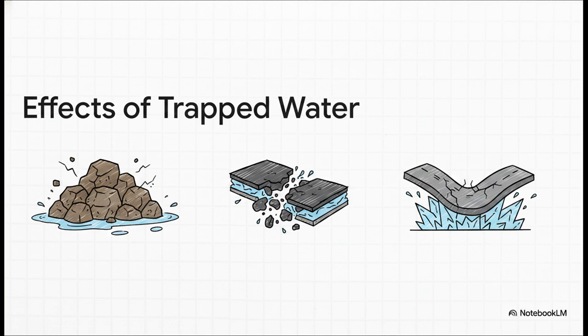It's a chain reaction. First, it structurally weakens those unbound granular foundation materials. Then it literally strips the chemical binders right out of the asphalt mixtures. It causes pumping and faulting in concrete, and in colder climates, it's even worse. Trapped water freezes, expands, and creates what's called frost heave, which literally pushes the entire road up from underneath.